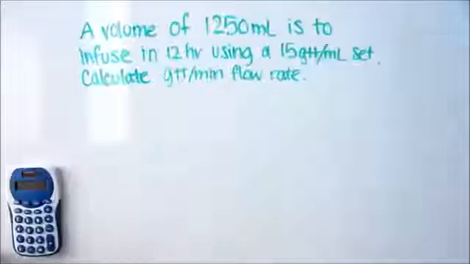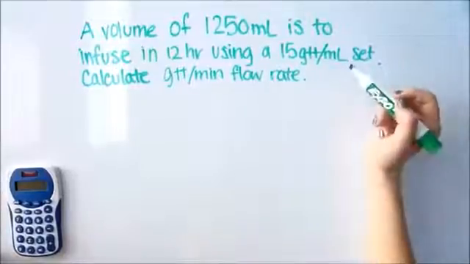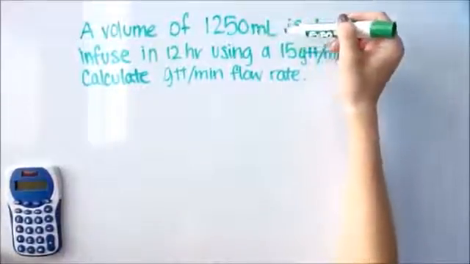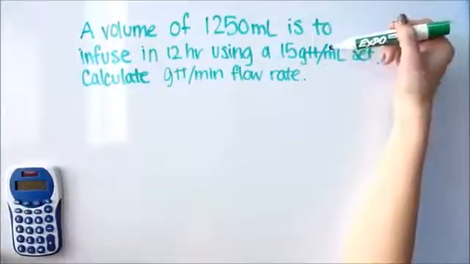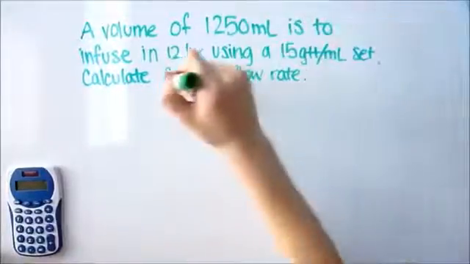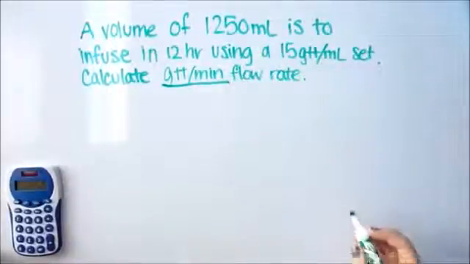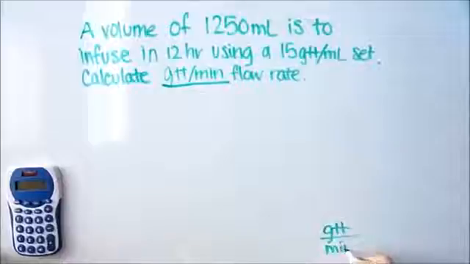Yay! So our next question is quite similar. A volume of 1,250 ml is to infuse in 12 hours using a 15 GTT per ml set. Calculate the GTT per minute flow rate. So again, we're looking for drops per minute. I'm going to write that down at the bottom. That's what we're looking for.